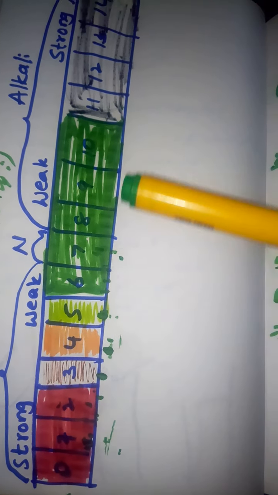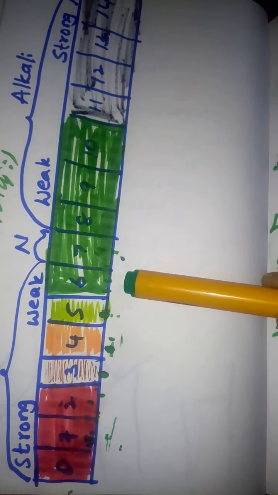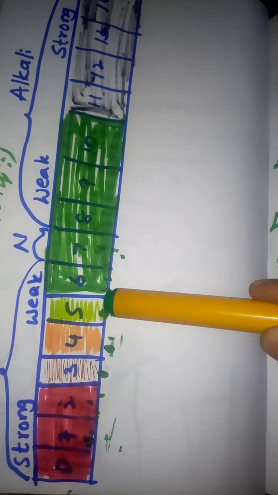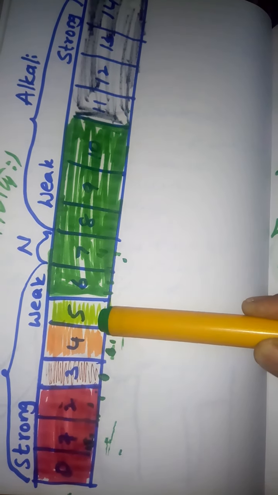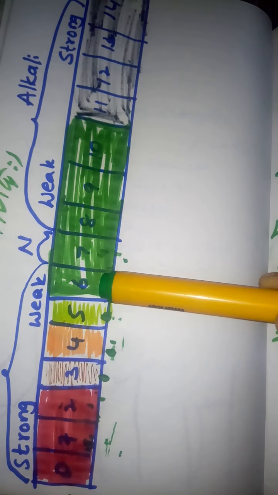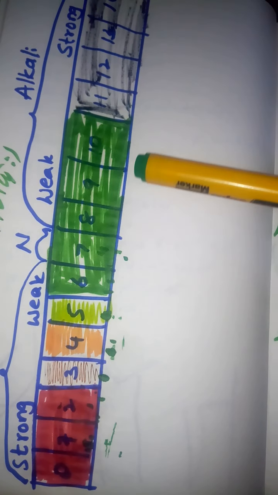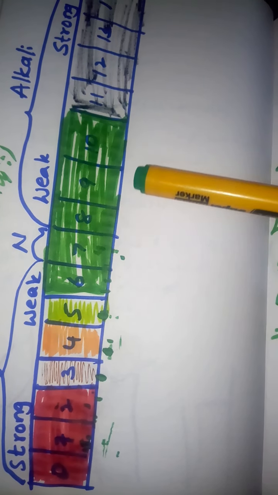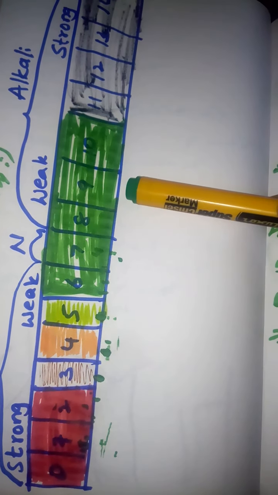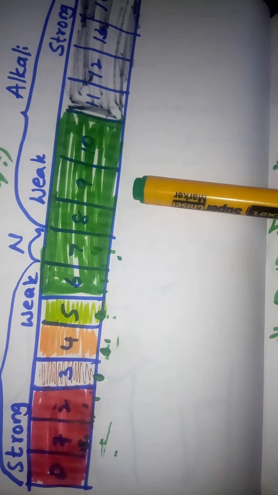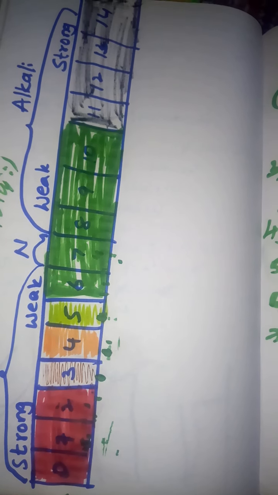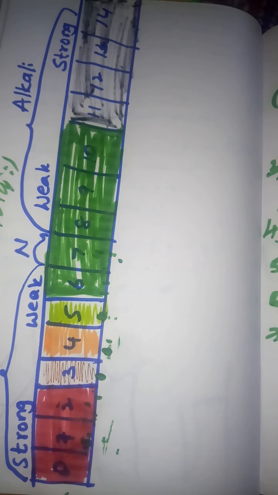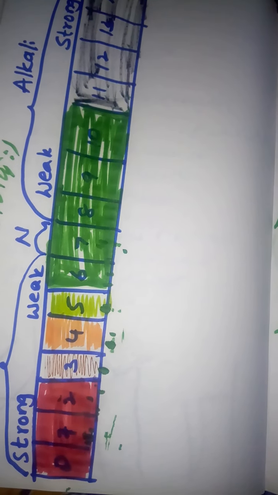Next, 5 to 10 is green color, but at 5 the indicator is light green. For 6, 7, 8, 9, 10, the universal indicator is green color. 11 to 14 is the black indicator.